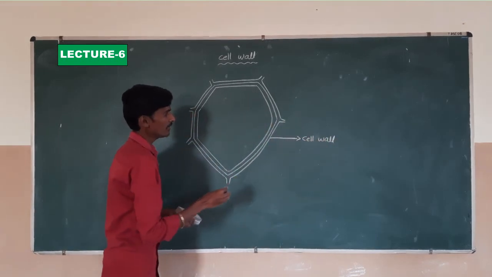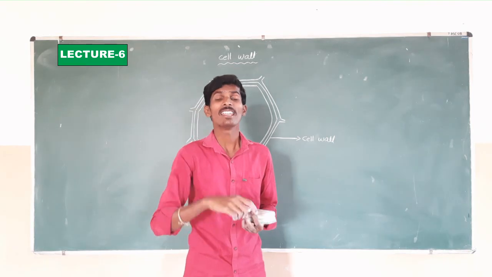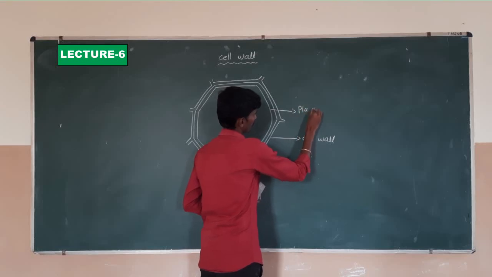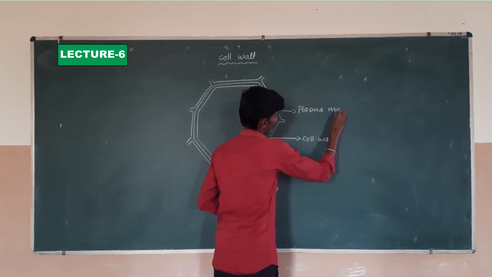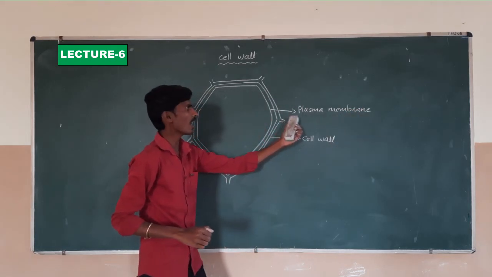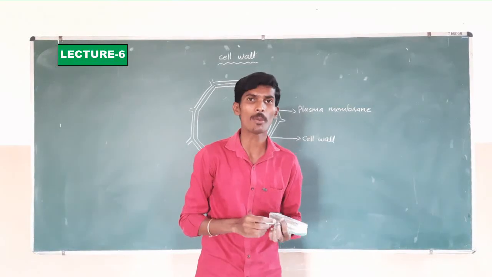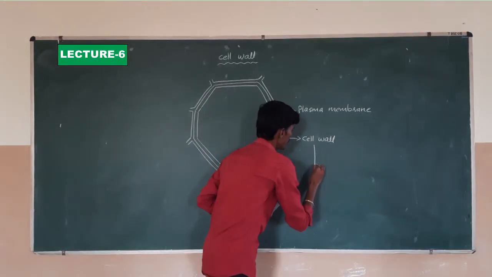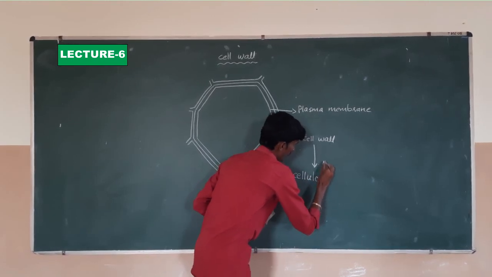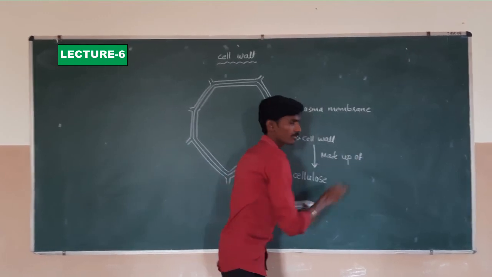This is the plant cell. This is the cell wall, the plant cell wall. It lies outside the plasma membrane. This structure is called the plasma membrane. The cell wall lies outside the plasma membrane. The cell wall is mainly composed of cellulose. It means the cell wall is made up of cellulose.